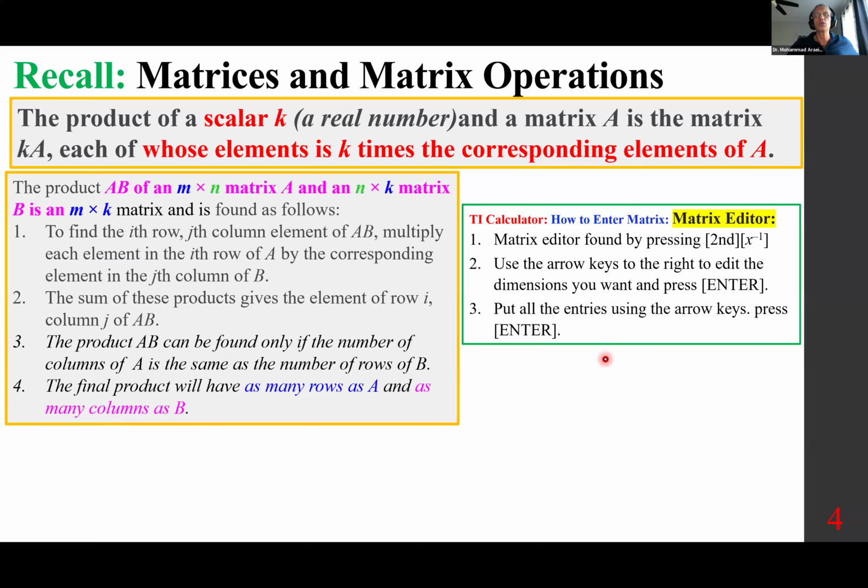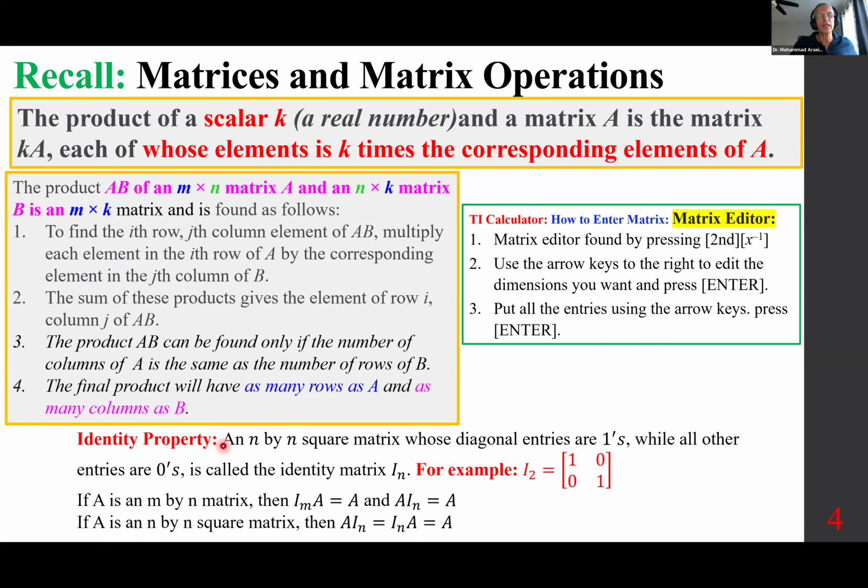And then I showed you how to use a graphing calculator for matrix multiplication, even addition. First, you have to go to the matrix editor, define the number of rows and columns, and then enter one by one.